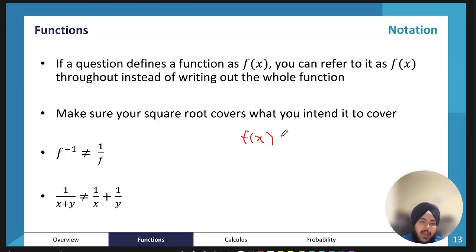So if you just write f(x) = 2, for example, if you're solving, and you just write f(x) = 2, they know that you're solving whatever f(x) equals 2.